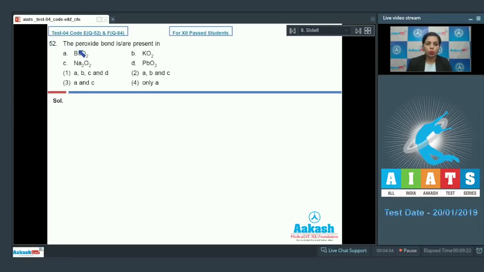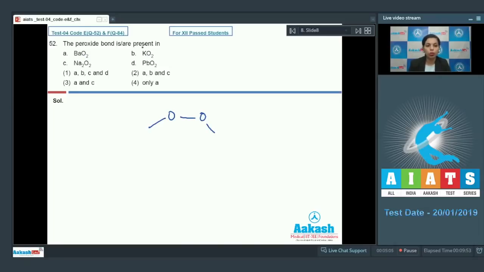Now, question number 52. The peroxide bonds are present in. We have different compounds. We have to find out those compounds in which peroxide bond is present. Suppose I talk about the first one. First is BaO2, barium peroxide. In case of peroxide, there is the peroxide linkage. What is that peroxide linkage? It is actually this type of linkage. In case of BaO2, this type of linkage is present. That's why I'll choose this compound.